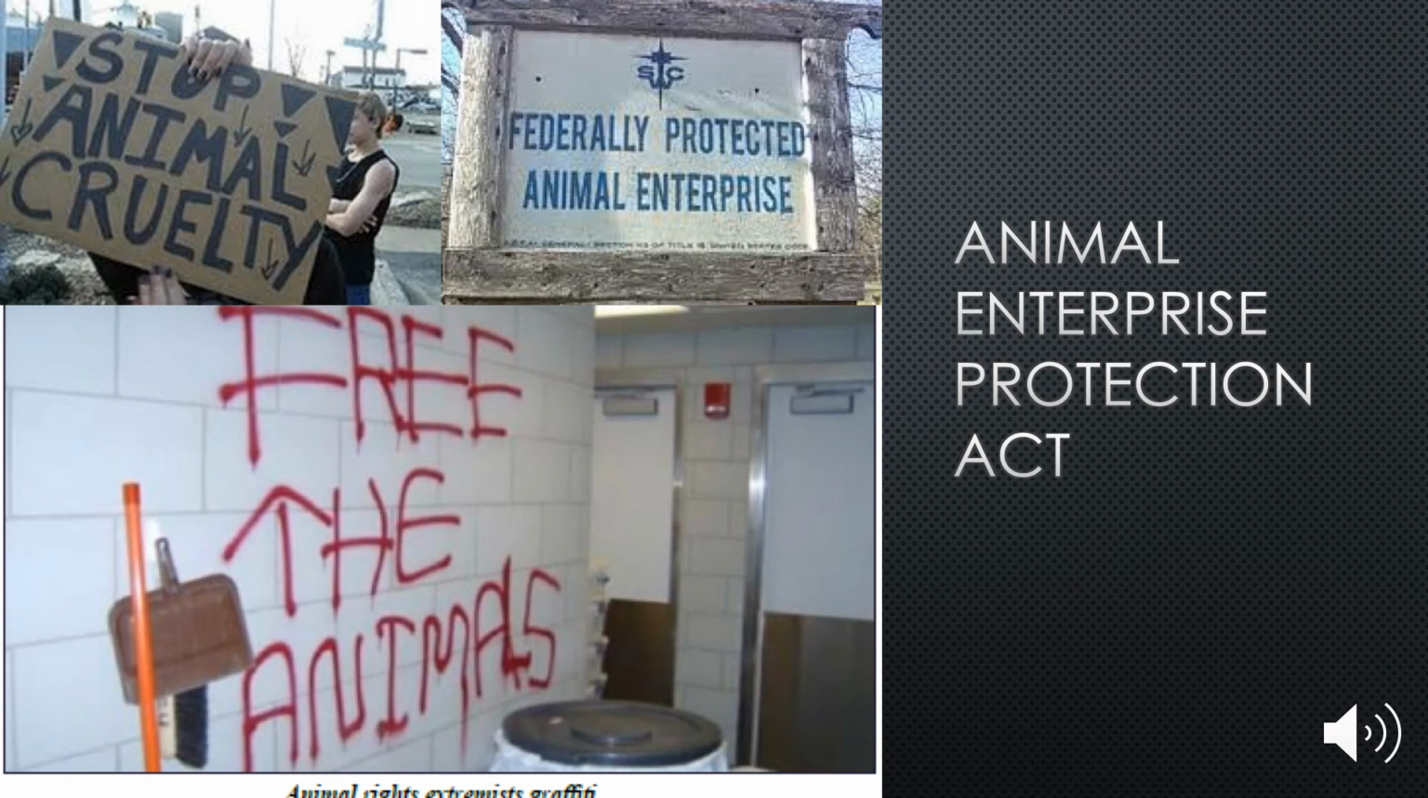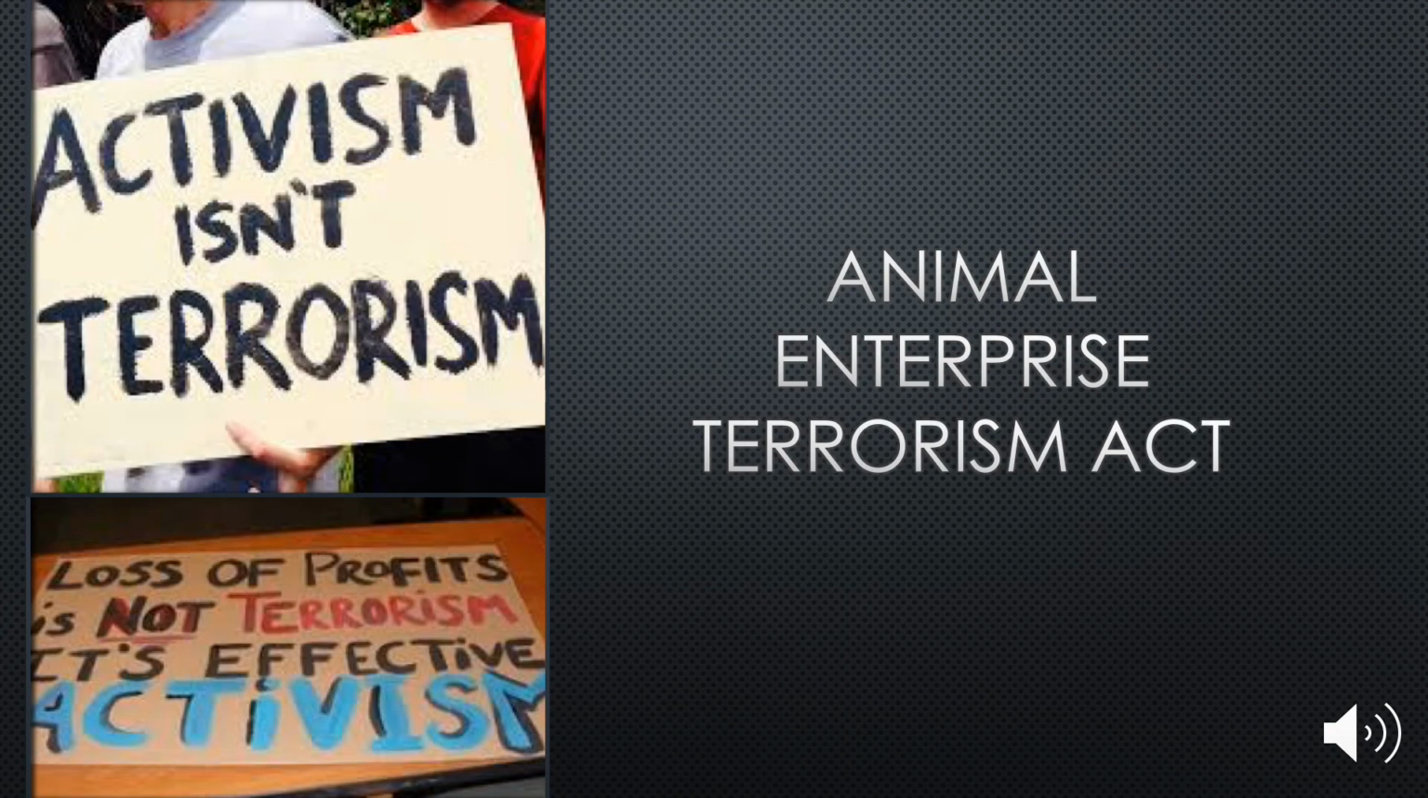And through the lobbying of groups like ALEC, the Center for Consumer Freedom, and the United States Sportsmen's Alliance, the Animal Enterprise Protection Act was signed into law. It was eventually replaced by the Animal Enterprise Terrorism Act. I'm blurring the timeline a little bit on these two acts, but do understand that they are very similar to each other. The AETA, the Animal Enterprise Terrorism Act, is really just an expansion of the AEPA.